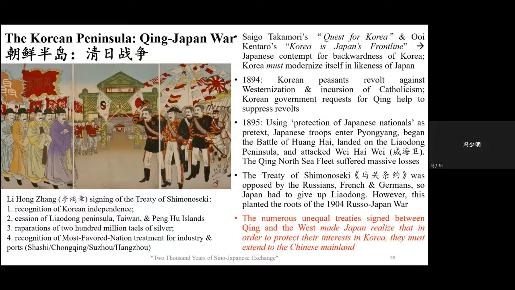The numerous unequal treaties signed between the Qing and the West made Japan realize that in order to protect its interests in Korea, it must now consider invading the Chinese mainland.